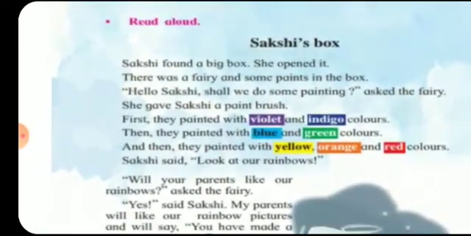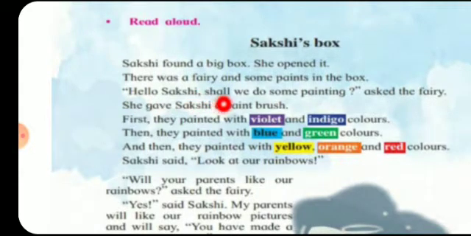Read aloud. Now there is a text given, we have to read that. Okay, so keep your finger over there, we will read that. What is the topic? Sakshi's book. Sakshi found a big box. She opened it. Opened means she opened it. There was a fairy and some paints in the box. So when she opened the box, what did she find? She found there was a fairy. Fairy means pari, and some paints were there in the box.